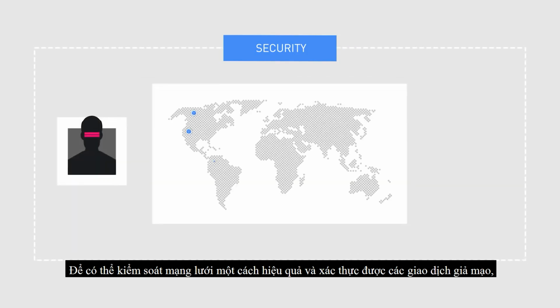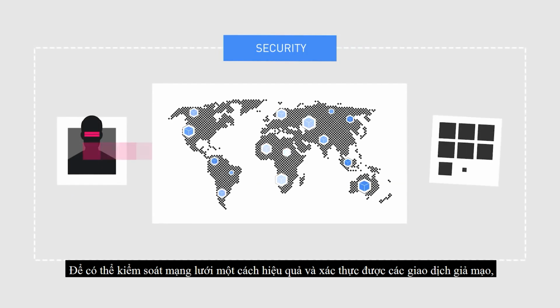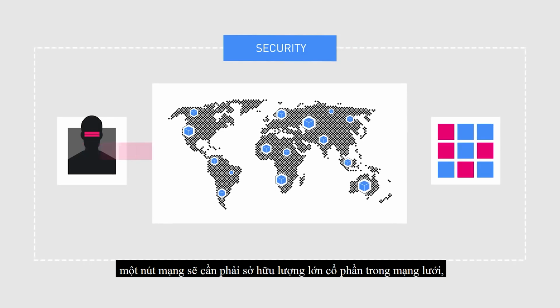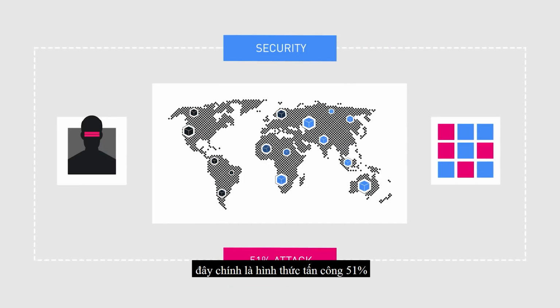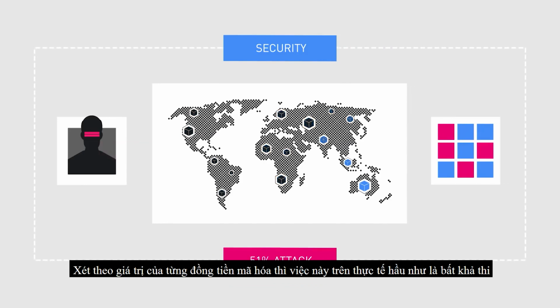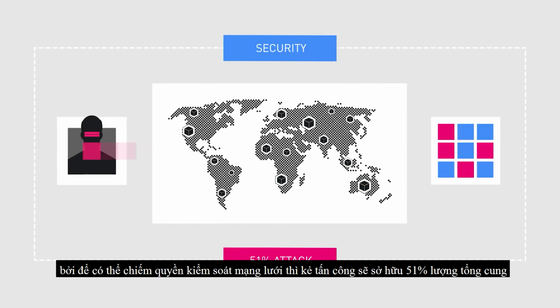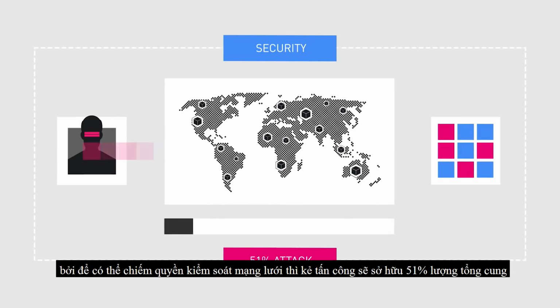In order to effectively control the network and approve fraudulent transactions, a node would have to own a majority stake in the network, also known as the 51% attack. Depending on the value of a cryptocurrency, this would be very impractical, as in order to gain control of the network, you would need to acquire 51% of the circulating supply.